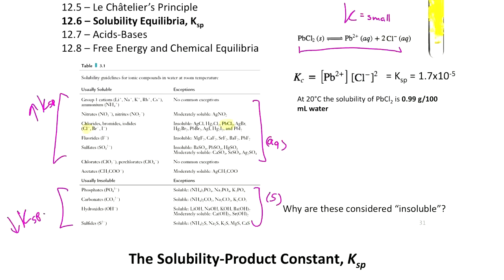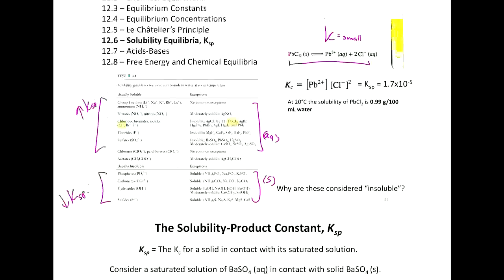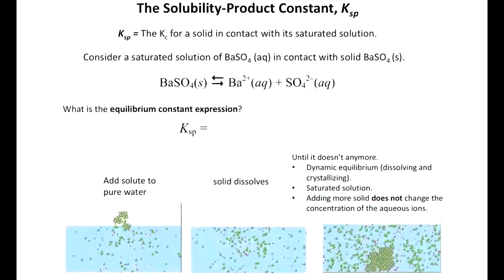So we'll explore some of the consequences of these KSP expressions, and hopefully explain why some solutes are more soluble than others. So what is KSP? SP stands for solubility product. We talked about KC, where C stands for concentration, and KP, where P stands for pressure. SP stands for solubility product, which means dissolving salts in water.